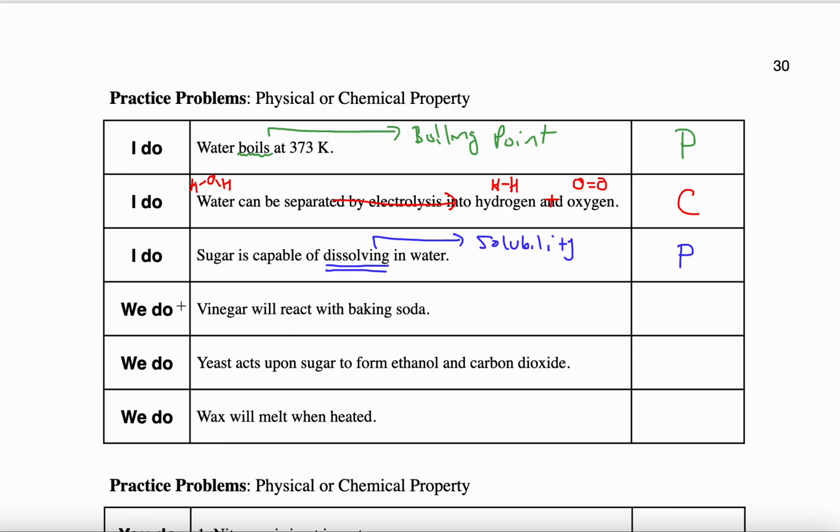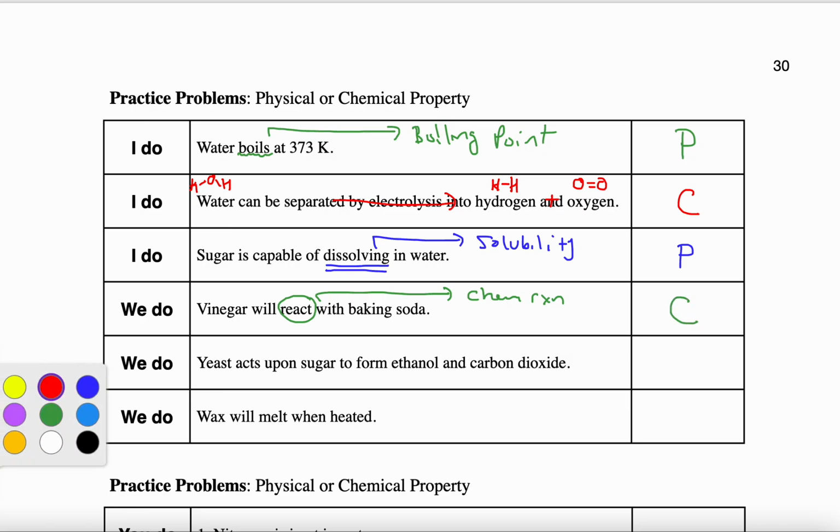The first we do, vinegar will react with baking soda. So here we go. React is a buzzword. So if it's reacting, that means it's going through a chemical reaction. So that should be pretty easy to pick out that we're looking at a chemical property.